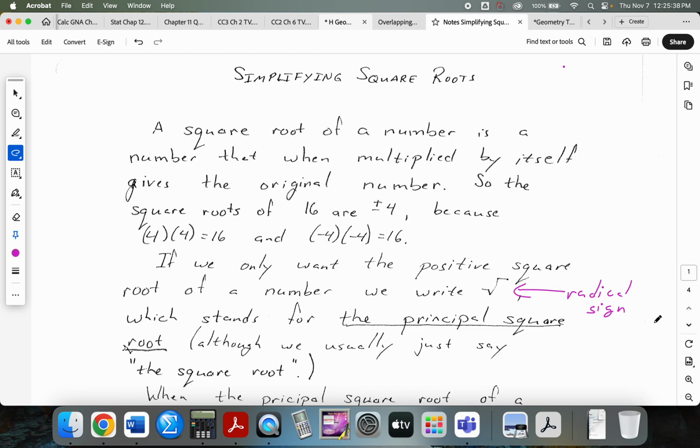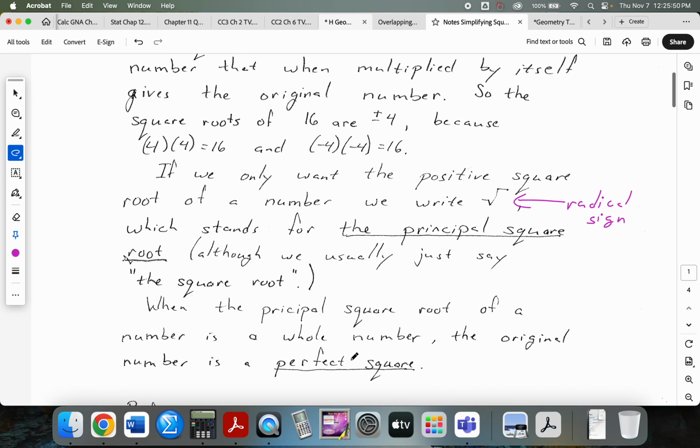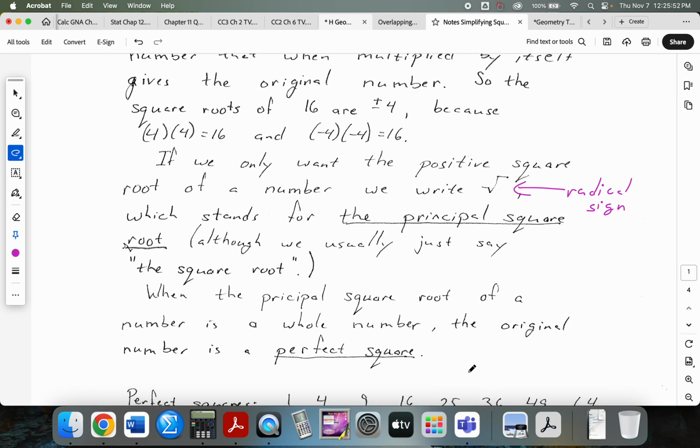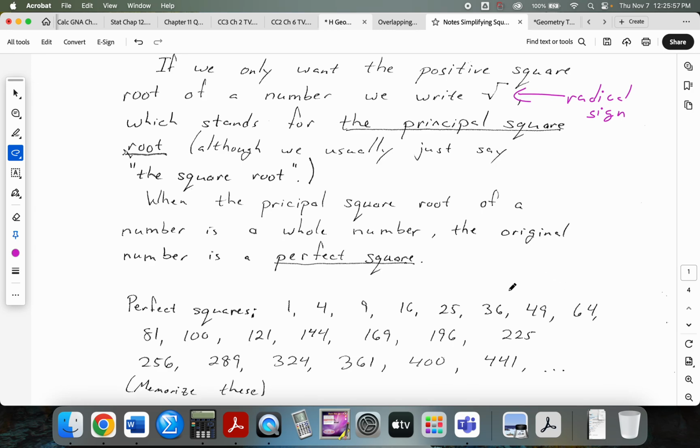Yes. So this stands for the principal square root, although we usually just say the square root. When the principal square root of a number is a whole number, the original number is a perfect square. Why do we say that 36 is a perfect square? Because we can make a square whose area is 36 and its sides will be whole numbers. So 36 is a perfect square.